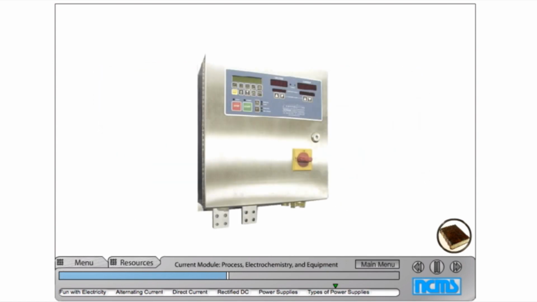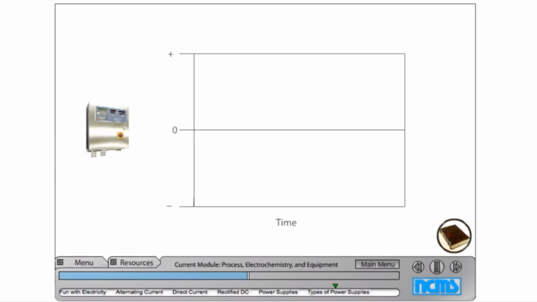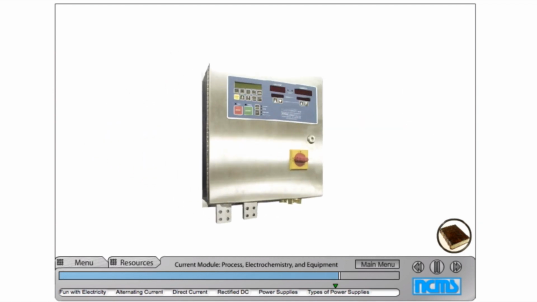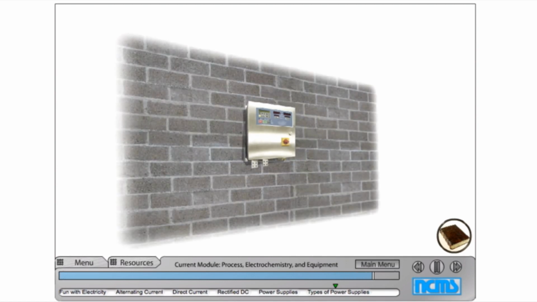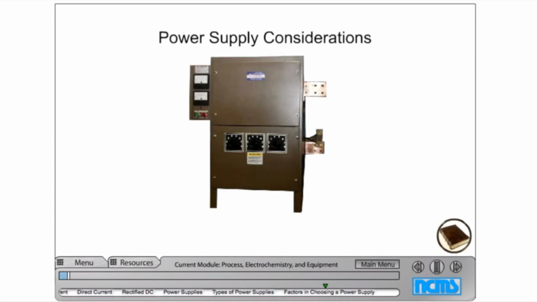Switch mode units are the newest technology on the block. The positive to negative ripple in a switch mode unit's rectified DC current is usually less than 1%, which makes it especially good for hard chrome plating, a process that's very sensitive to current fluctuations. These units are programmable and so small and light that they can often be mounted on a wall near the bath.